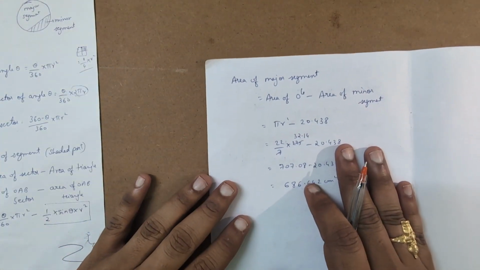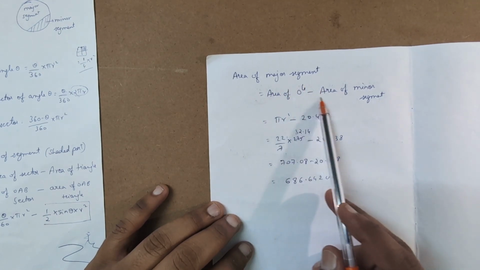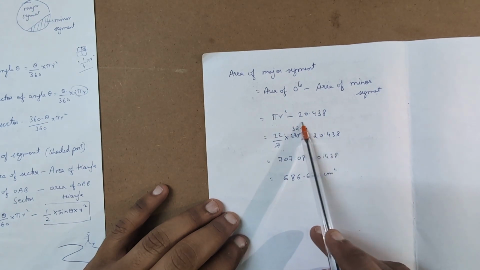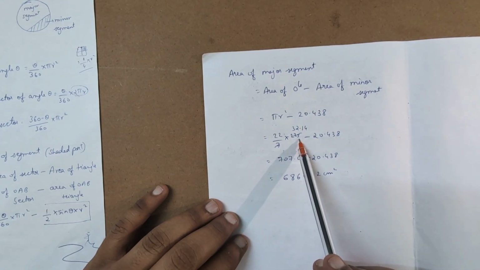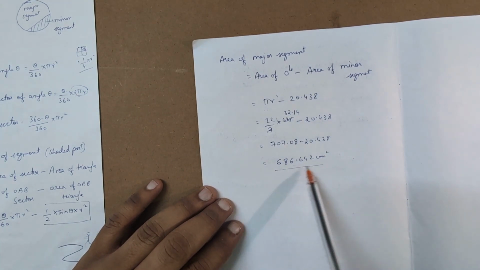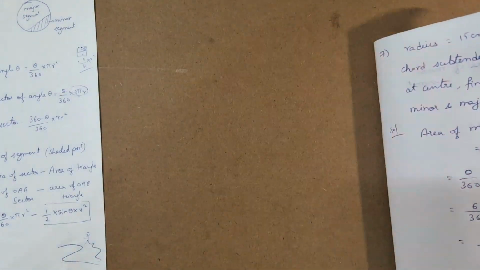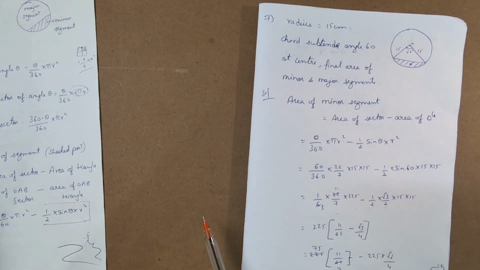Next, for the area of the major segment, we already know, that is the total circle minus the minor segment, we will get the major segment. So the total circle area is pi r square minus the minor segment value which was already mentioned. So 22 by 7 into r square, that is 225, minus 21.438. Solving this, we will get the final answer. So in this way, segment areas can be calculated, that is minor and major. If you found the minor, simple, the total circle minus the minor segment will give the major segment.